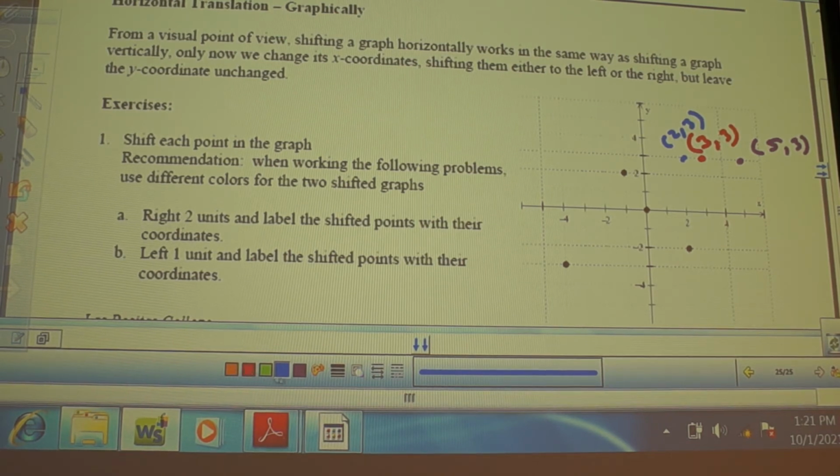Okay, so here, these ones are the original ones. This is 1, -1, 2. If I shift it 2 to the right, it becomes 1, 2. 1 to the left becomes -2, 2. This guy is 0, 0. That's an easy one. I love that one, right? If I go right 2, it becomes 2, 0. If I shift to the left, 1 to the left becomes -1, 0.